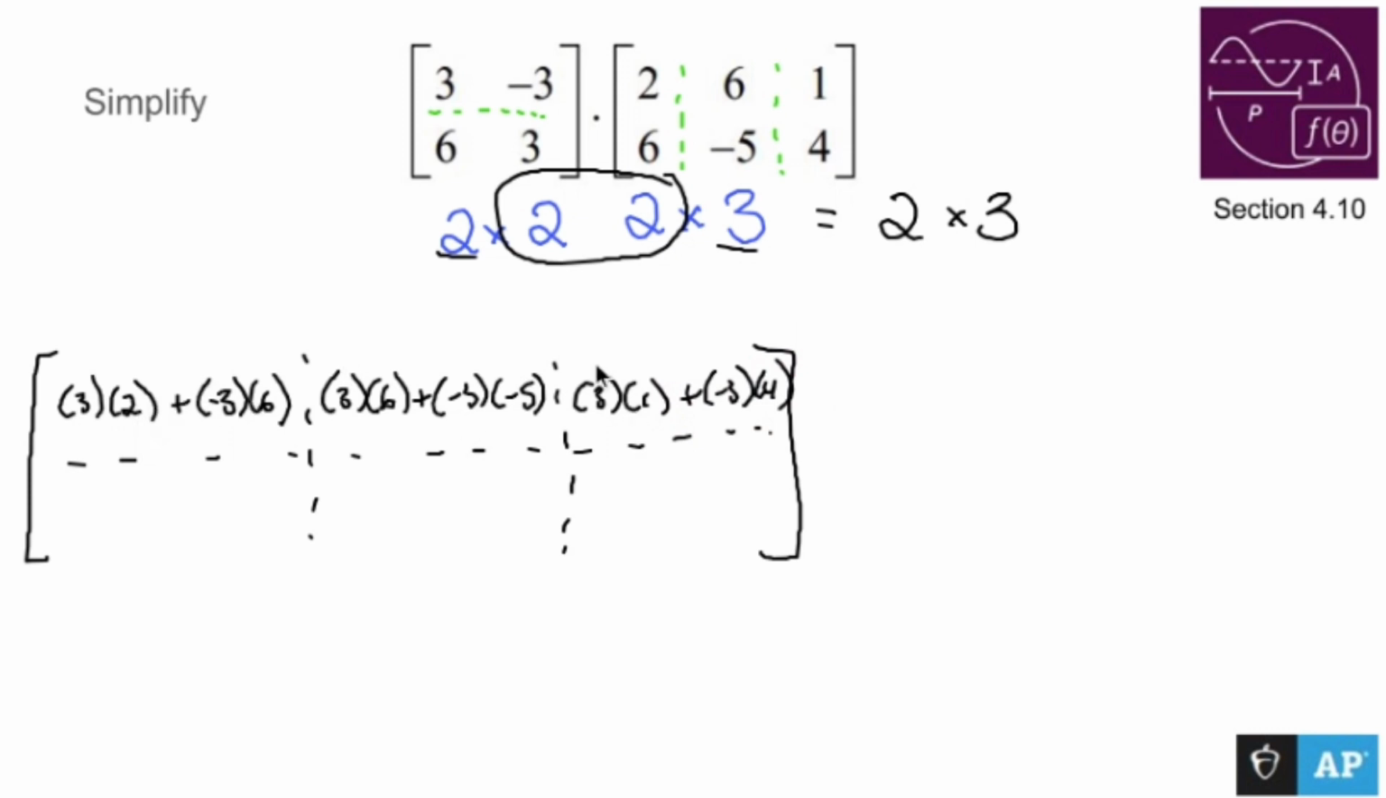Okay, now we're done with the first row. We repeat the process with the second row. Second row, first column, second row, first column. First element is 6 and 2, so 6 times 2 plus 3 times 6.